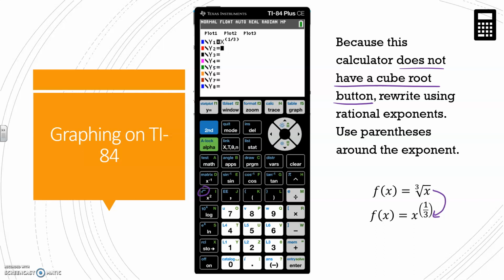So when you put a number in, remember to do an exponent. You're going to use this button, the caret key, and then it'll give you an exponent, and then you would just do 1 divided by 3. Okay, and we'll see how we can do that later in the lesson today.